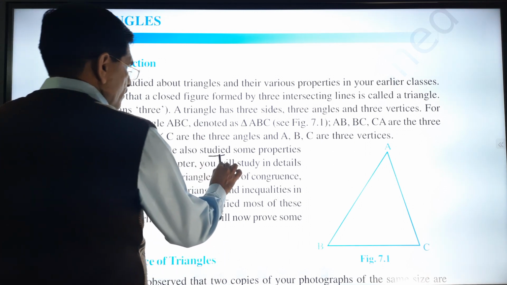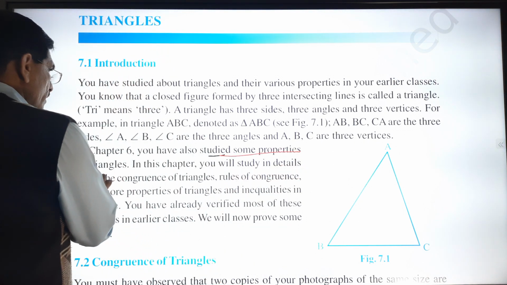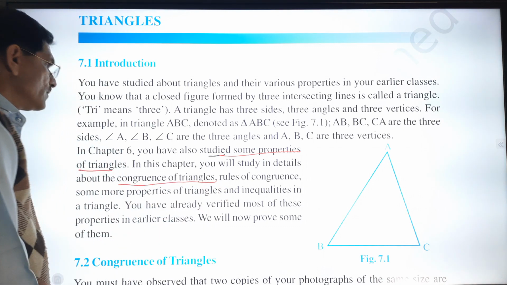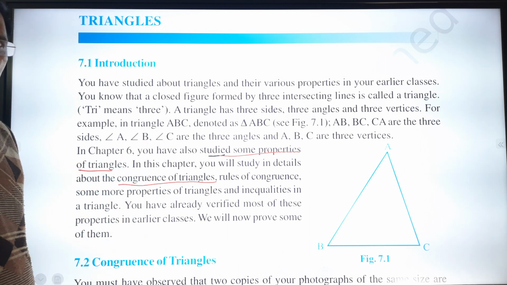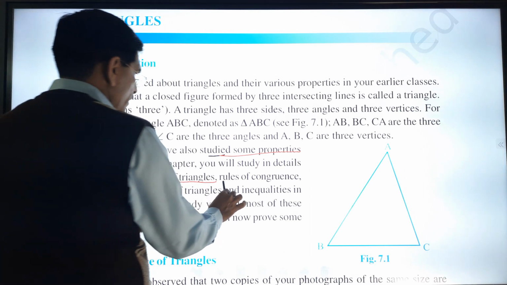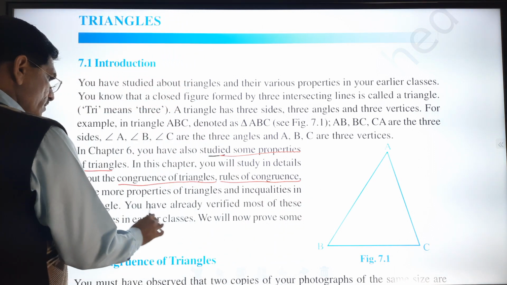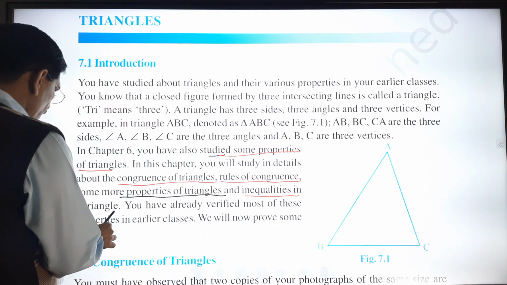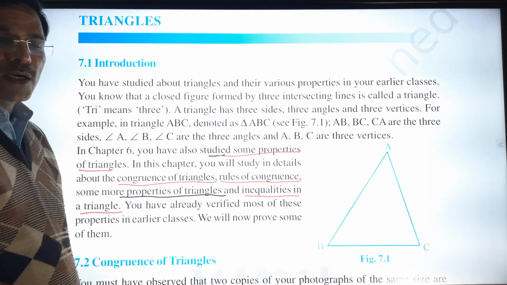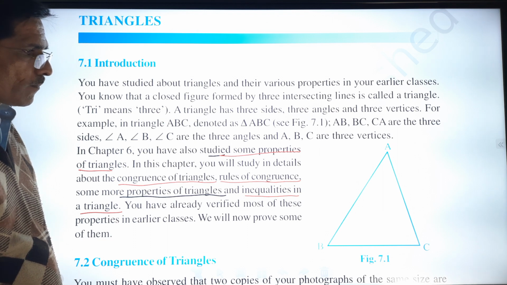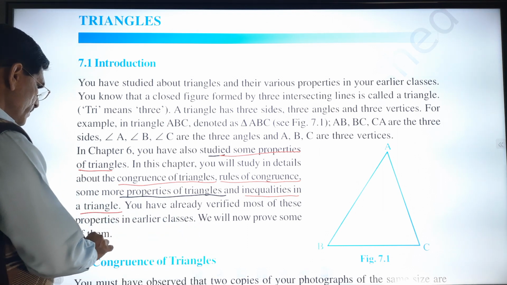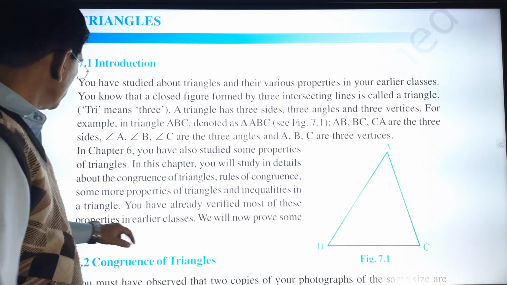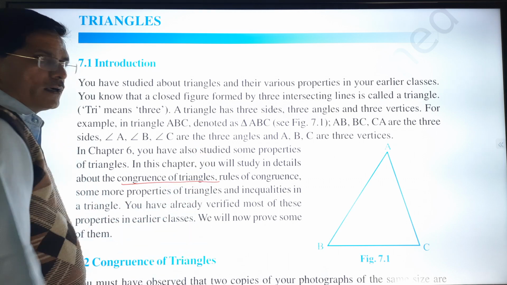Again we have to study some properties of triangles, congruence of triangles. In chapter 6 we have already studied some properties. Here: congruence of triangles, rules of congruence, and more properties and inequalities of triangles. You verified most of these by property in earlier classes. So now the next topic is congruence of triangles.